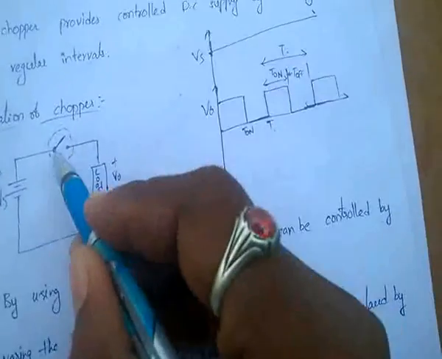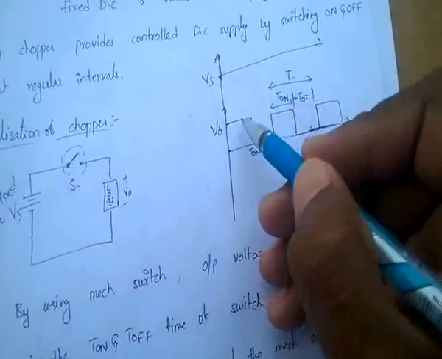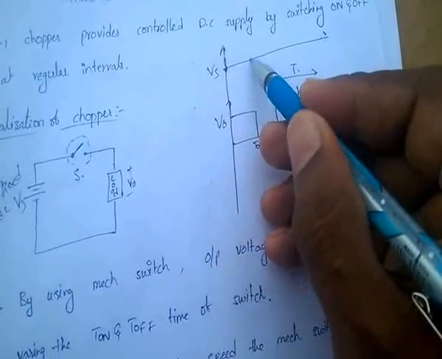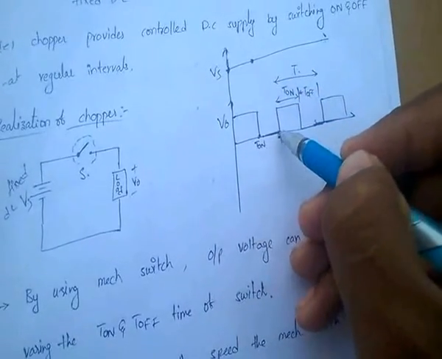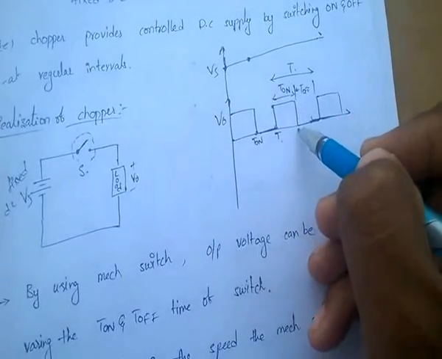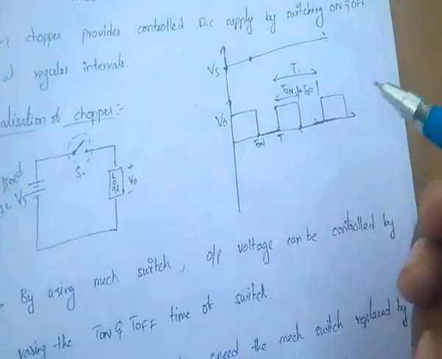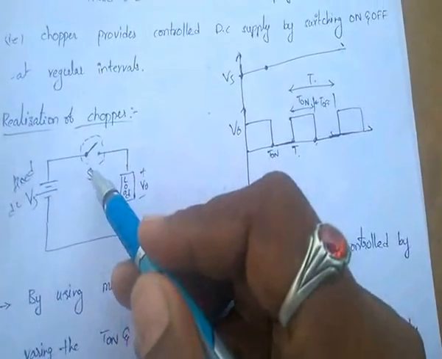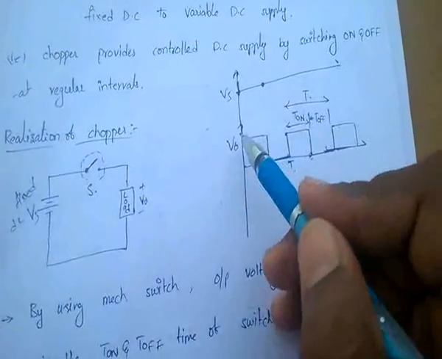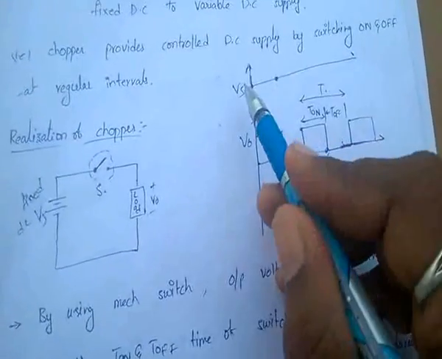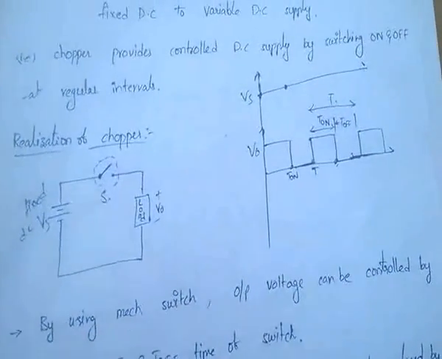When the switch is closed, the supply voltage comes to the output. When the switch is open, there is no output. When the switch is closed, there is an output. That means by varying this switching on and off at regular intervals, we can get fixed DC, this is constant DC, to variable DC. In this way, choppers are working.